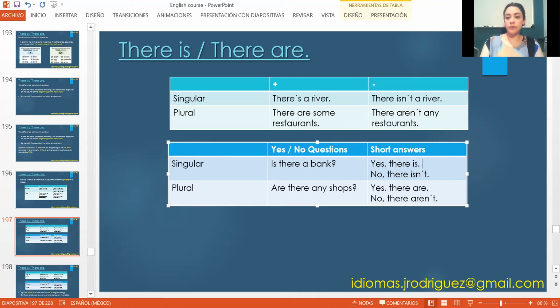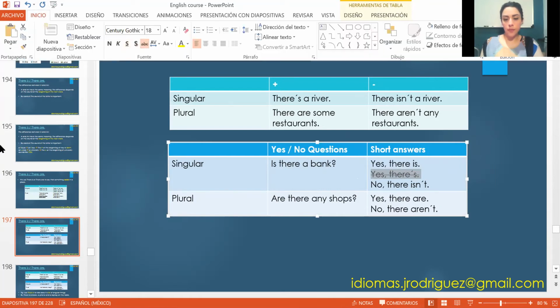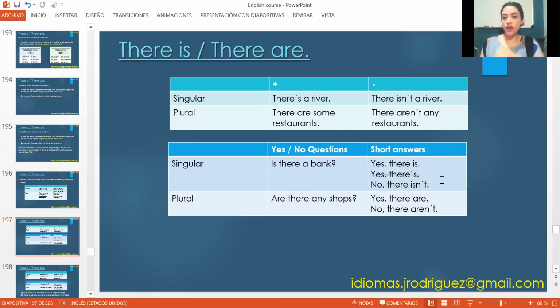And don't make this mistake. We cannot say yes, there's. That's not possible. That's a mistake. Okay, I'm gonna put it. The contraction always in the negative form, not in the positive. And no, there isn't. Is there a bank? No, there isn't, or yes, there is.